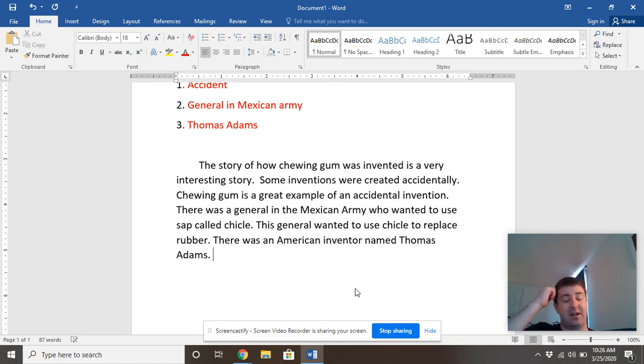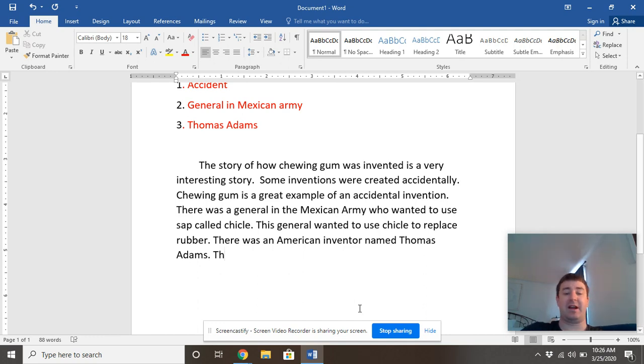Now, once again, you're going to have to write more than one sentence for this explanation. Just like most in this paragraph, you're going to have to write more than one sentence to really explain it, because the reader's not going to know what is happening if you just say Thomas Adams invented gum. That's not exactly correct. There was a long process before that that led up to the invention of gum. So you want to really stretch these details out. So my first sentence: there was an American inventor named Thomas Adams.